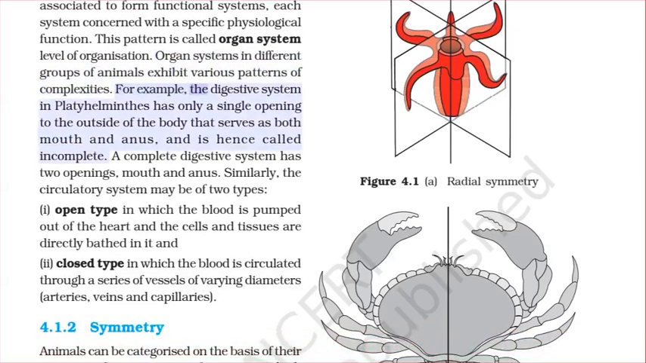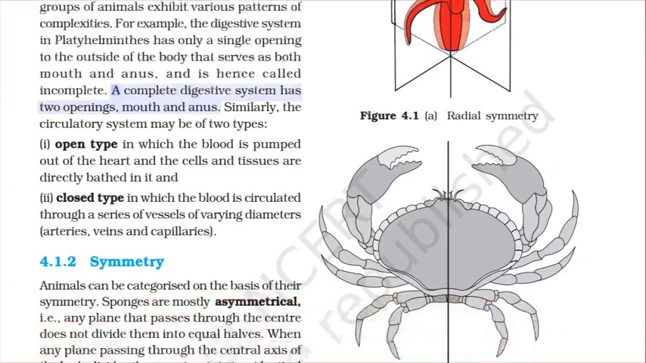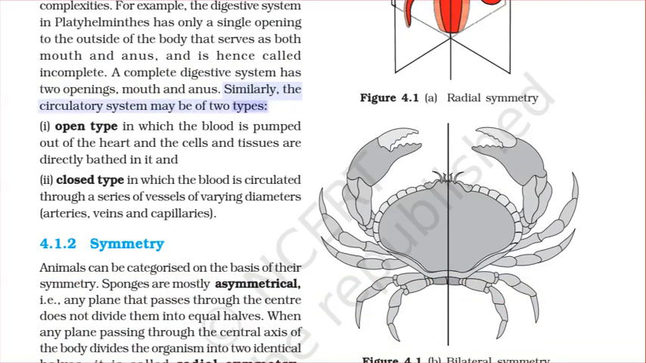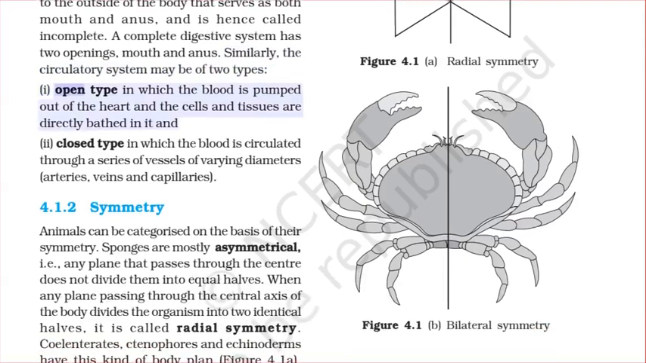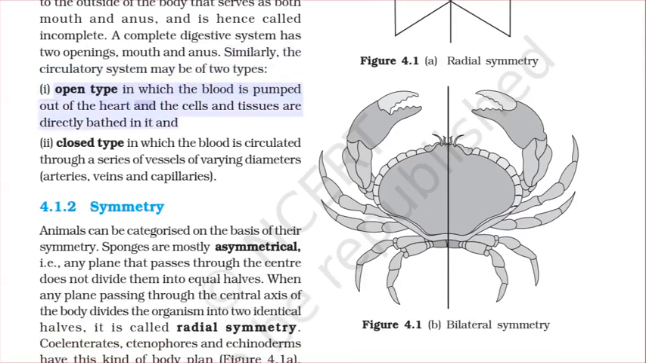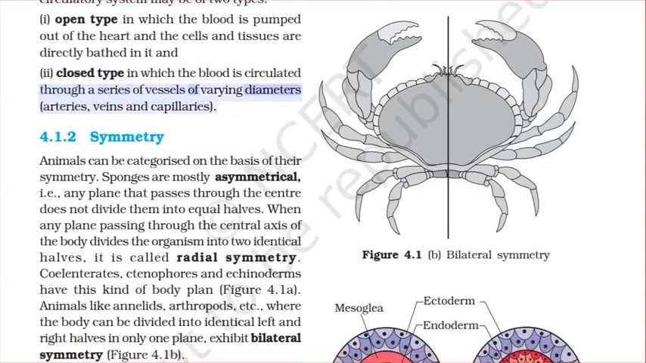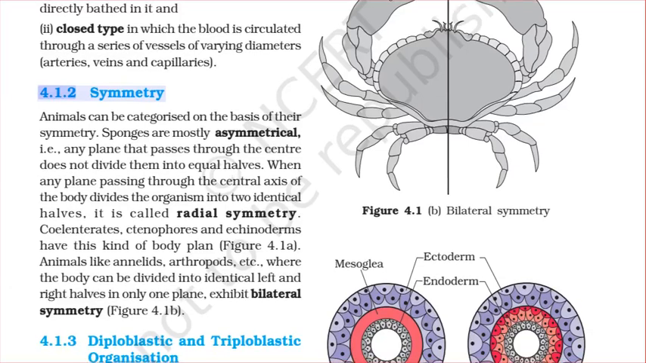For example, the digestive system in Platyhelminthes has only a single opening to the outside of the body that serves as both mouth and anus, and is hence called incomplete. A complete digestive system has 2 openings, mouth and anus. Similarly, the circulatory system may be of 2 types. Open type, in which the blood is pumped out of the heart and the cells and tissues are directly bathed in it, and closed type, in which the blood is circulated through a series of vessels of varying diameters: arteries, veins, and capillaries.